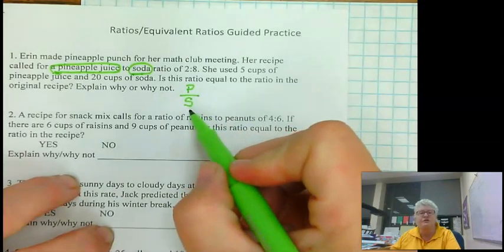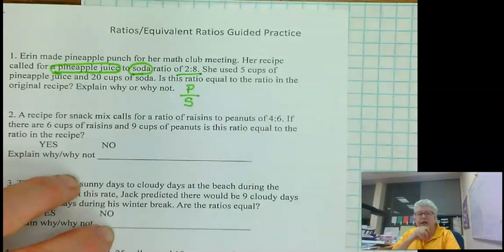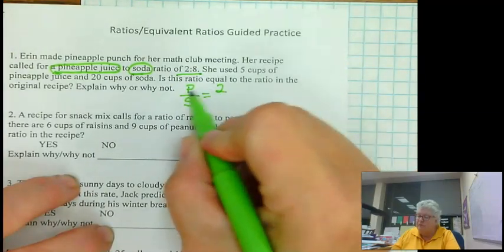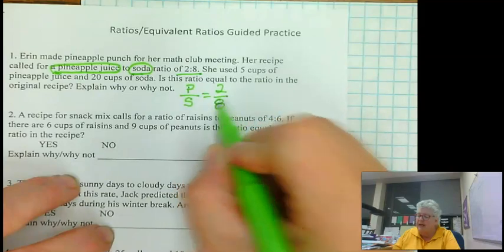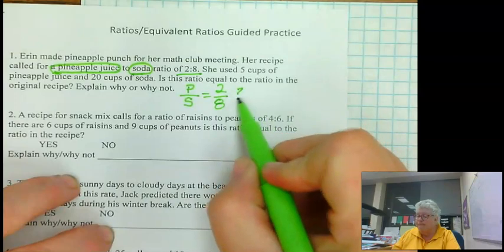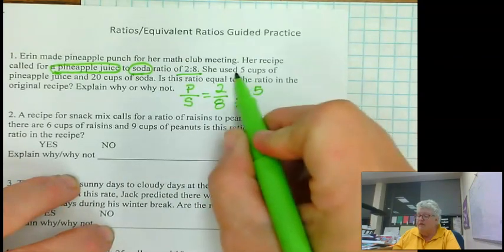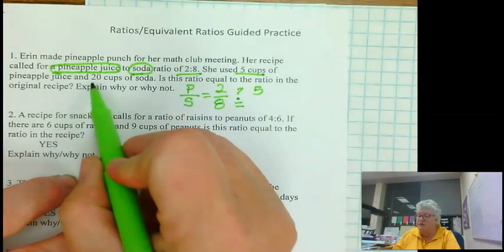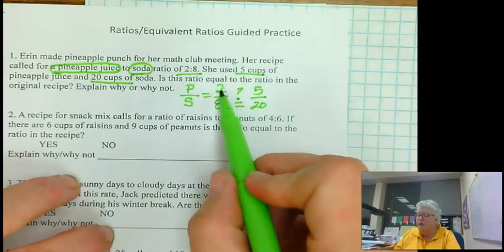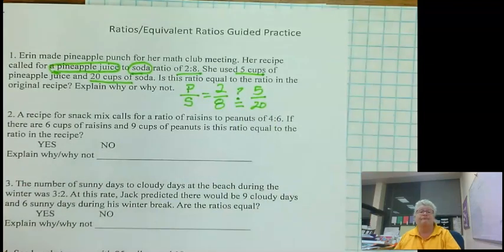So pineapple juice to soda. We need to find our numbers. The first one is 2 to 8. So 2 for pineapple and 8 for soda. Now we want to know, is this equal to 5, because there's 5 cups of pineapple juice and 20 cups of soda, so 5 to 20. We want to know, is 2 to 8 equal to 5 to 20?